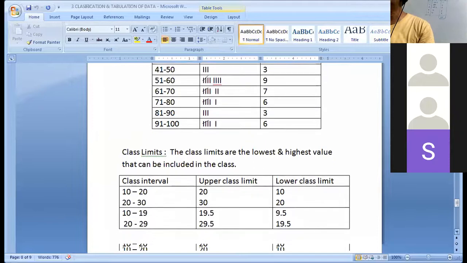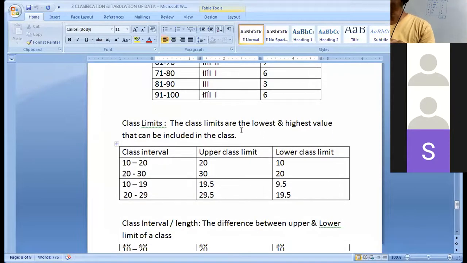Class limits. The class limits are the lowest and the highest value that can be included in a class. So for 10 to 20, the upper class limit is 20 and the lower class limit is 10. For 20 to 30, it is 30 and 20. Suppose the class intervals are like 10 to 19 and 20 to 29, then the upper class limit is 19.5 and the lower class limit is 10 minus 0.5, so 9.5. Similarly, for 20 to 29, it is 29.5 and 19.5.